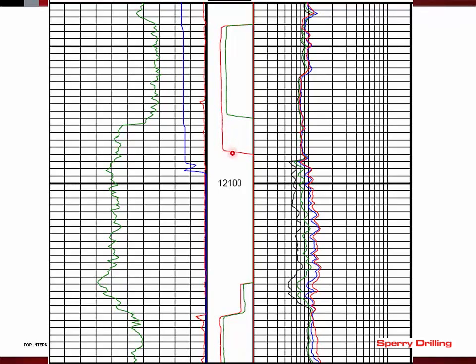So from that point down, the exposure time is large because this section of the hole was drilled a long time before we actually got around to logging it. And then down here, as we got back into the new hole, you can see it comes back in line. But plotting this exposure time alongside the regular curves can help us to understand what's going on.